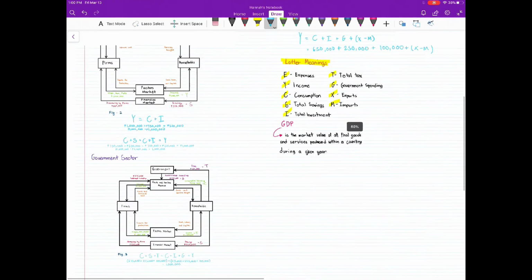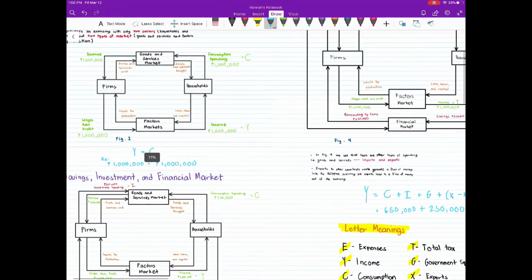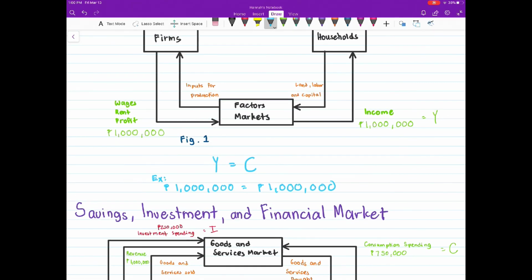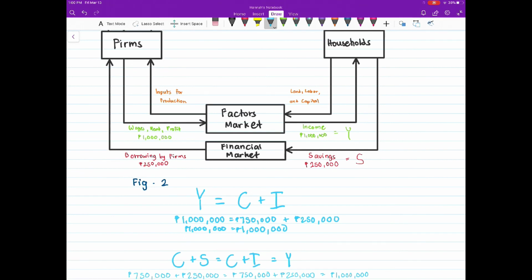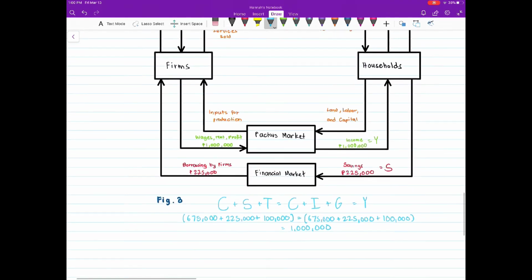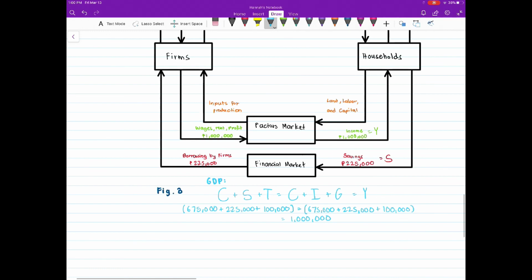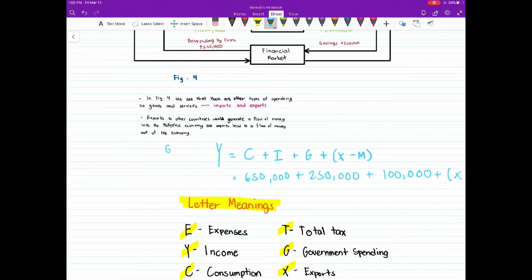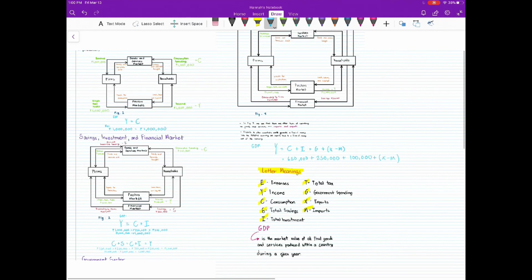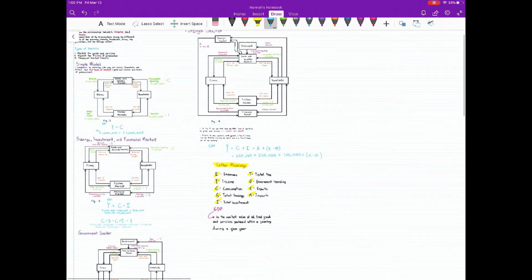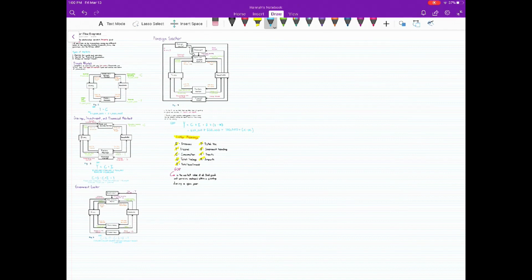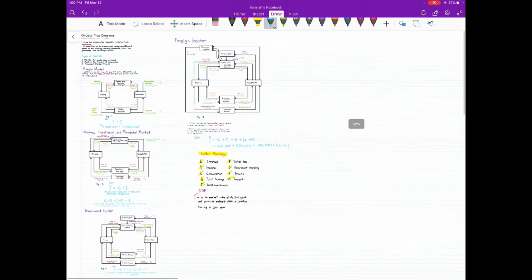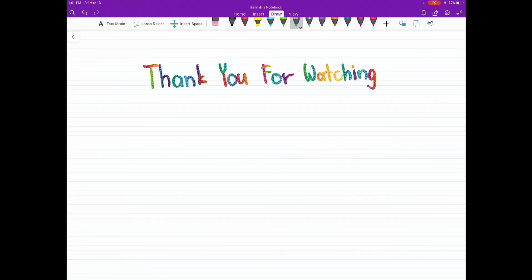So let's go all the way back to the simple model. This one is how to get the GDP of that. Let's put that there. GDP. Then over here, it's going to be the GDP. And there you go, just to clear things up for myself and for you guys. That's all we've covered.